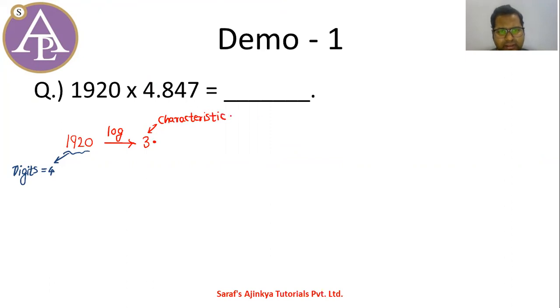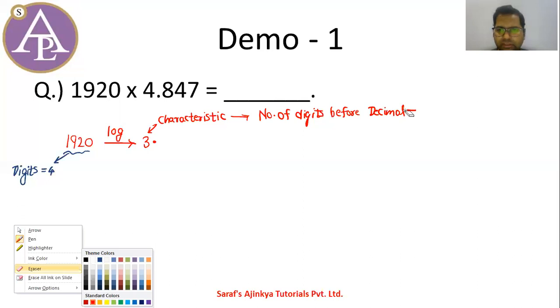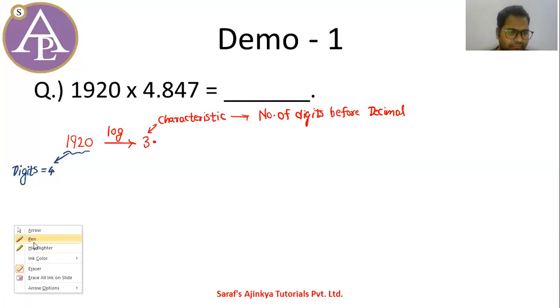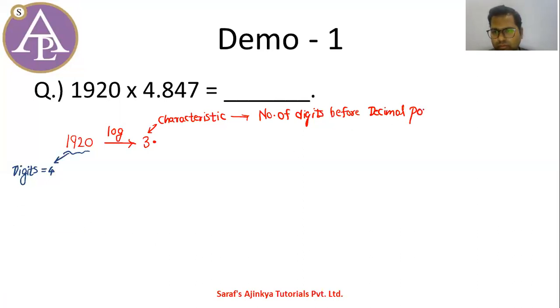And how do you find the characteristic part? Characteristic part is the number of digits before the decimal point minus 1. Correct. So we have 4 digits, so you should take 3 point. Now our figure is 19.20.